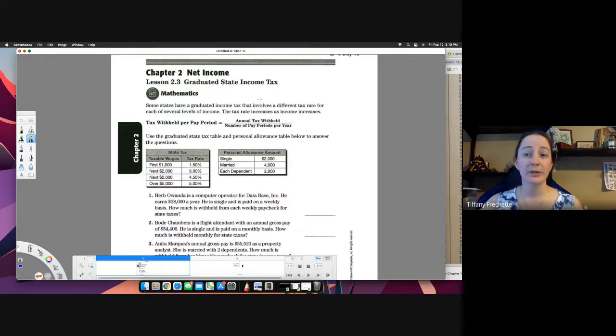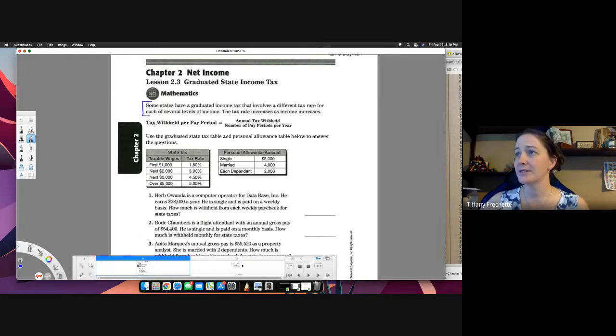So graduated, we've heard this term before. It just means that there are pieces that we have to calculate. So we graduate from one level to the next, basically, and each level gets a different percentage. So this one is definitely going to have some pieces to it. Make sure you're reading the chapters, of course, and going through the explanations, going through the different formulas they give you. They don't always give you everything you need on these worksheets, so make sure you're paying attention.